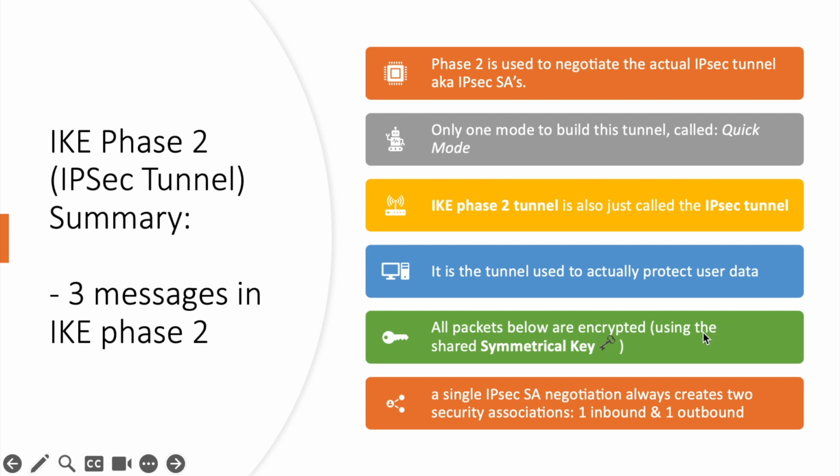As we mentioned, after step 4 in IKE phase 1, we established a symmetrical key. That symmetrical key is going to be used to encrypt all further messages in IPsec. So all of the messages to establish it are going to be encrypted. And then a single IPsec security negotiation always creates two security associations, one inbound and one outbound. That's one key point to remember. And there are three messages in the IKE phase 2 tunnel, and we're going to look at each of them.